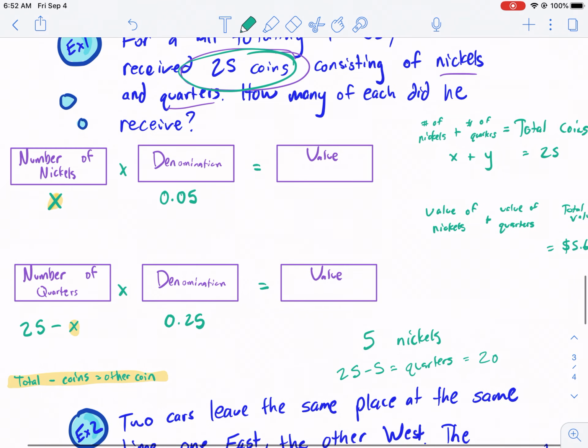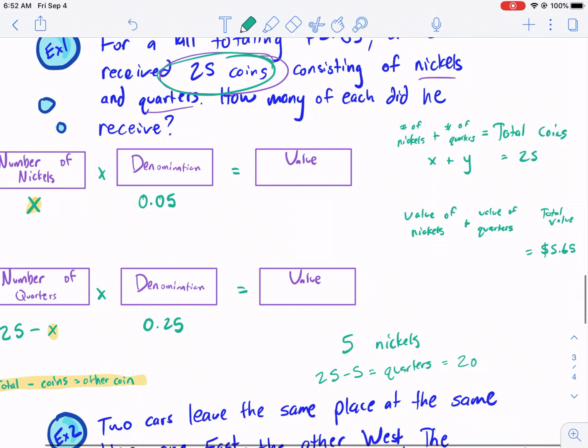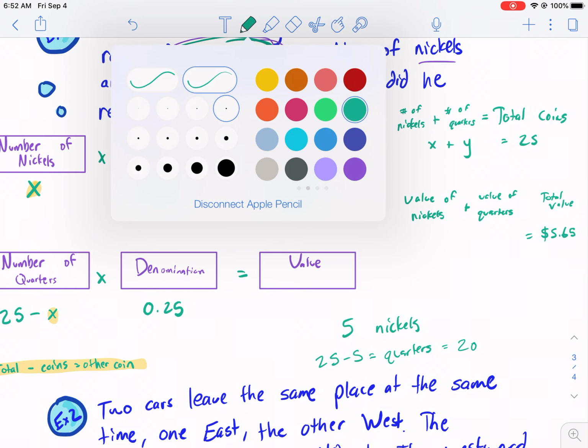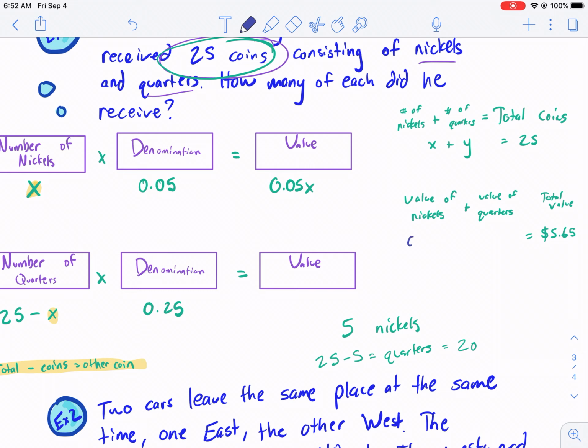If we know the number of nickels is x and we know the denomination is 0.05, we multiply the two and we should get 0.05x. That's our value. So we have the first piece of information. I'm going to put it over here. Our value is 0.05x. That's this bit.